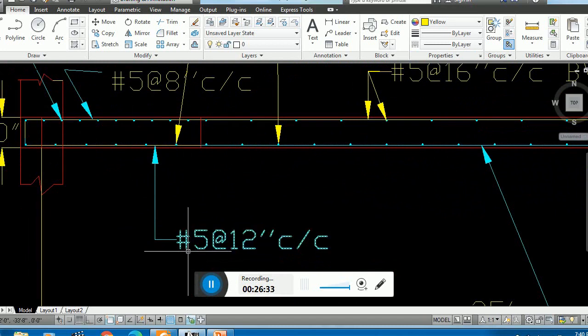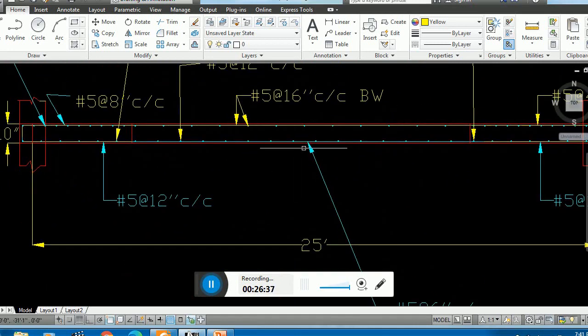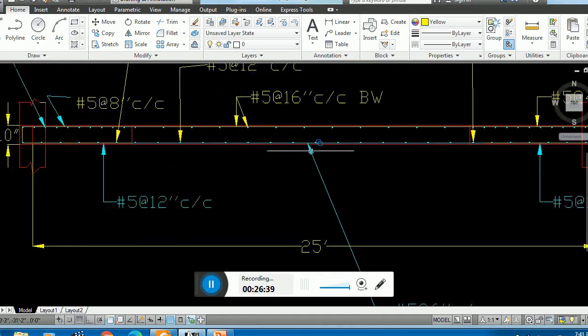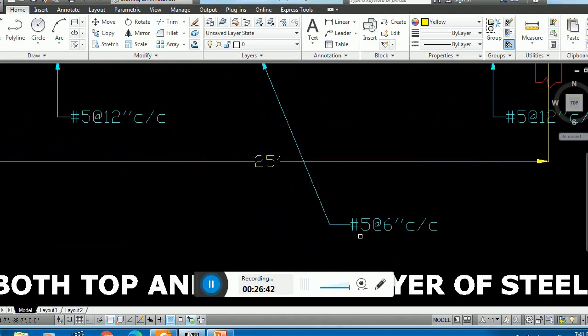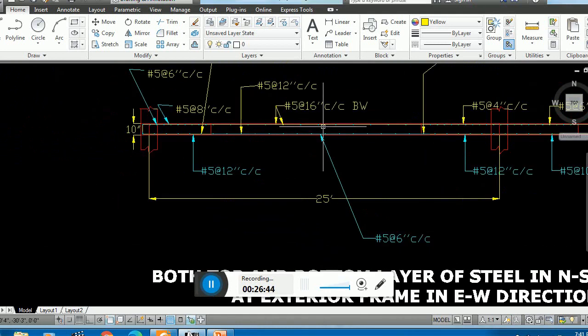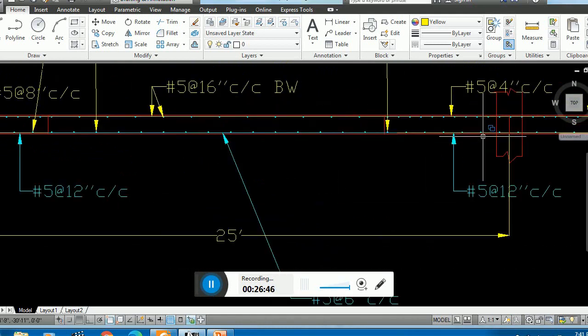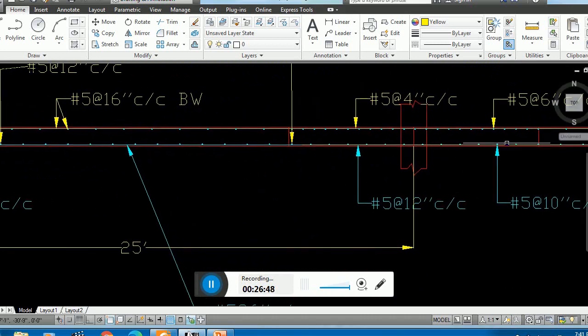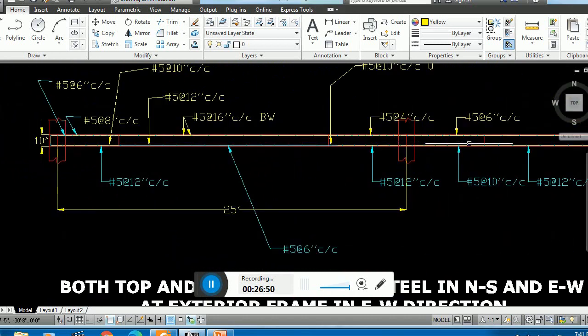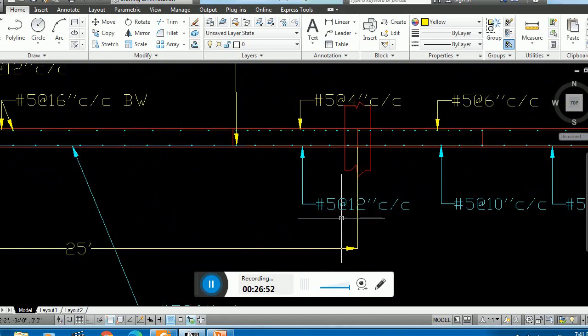Remember, just for bottom. So you see the bars are placed in the middle; this red line basically represents the column strip width. So here you see number 5 at the rate of 12 inch center to center, I already explained it. And in the middle you have 2 layers, a double layer, so that is number 5 at the rate of 6 inch center to center. So the spacing is decreased. Now again here in the column, these 2 red lines basically are the column strip width, and I provided number 5 at the rate of 12 inch center to center.